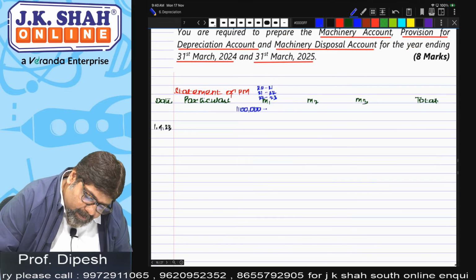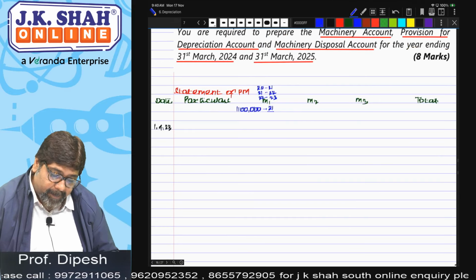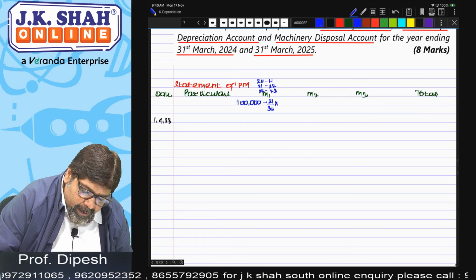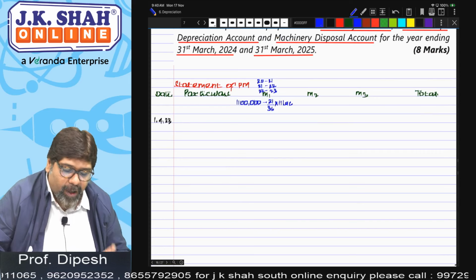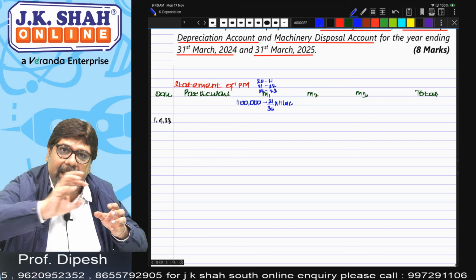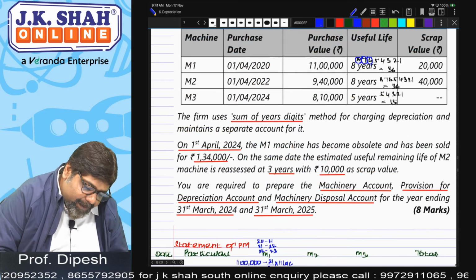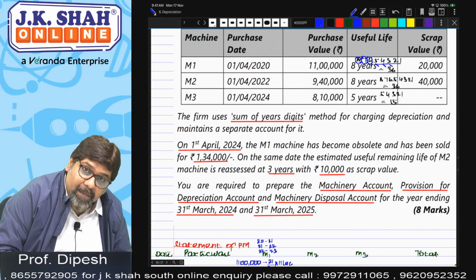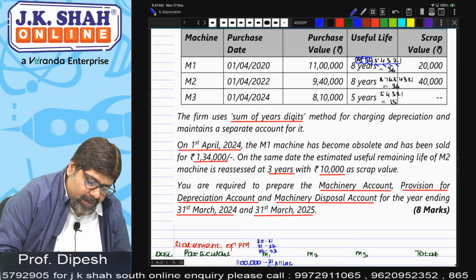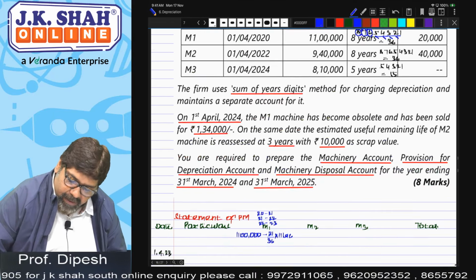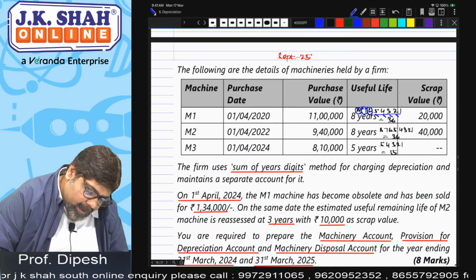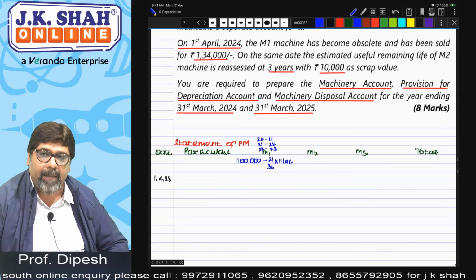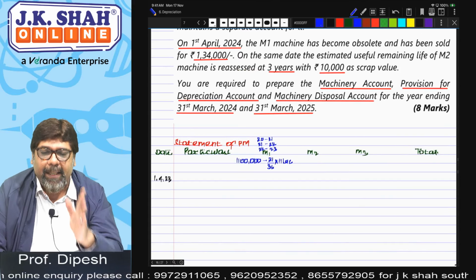21. So minus 21 by total 36 into 11 lakhs. Or you can say if 21 is depreciated, then how much is remaining? 5, 4, 3, 2, 1, that is 9, 12, 15. 15 is left. Or you can say 15 by 36. Are you understanding?